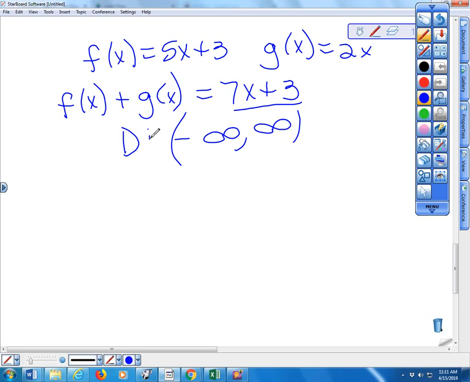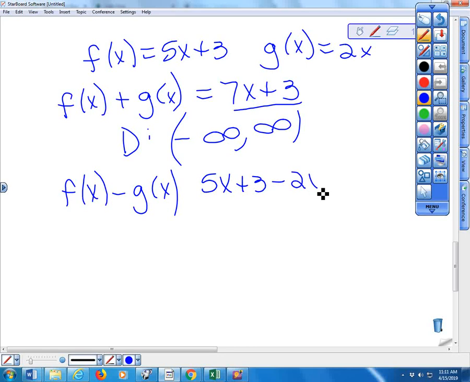Okay. Next one is f of x minus g of x. Well, that's 5x plus 3 minus 2x, which is just 3x plus 3. What kind of a function is that? A line. Domain of any line is all real numbers. It's not that hard to write the domain for these.